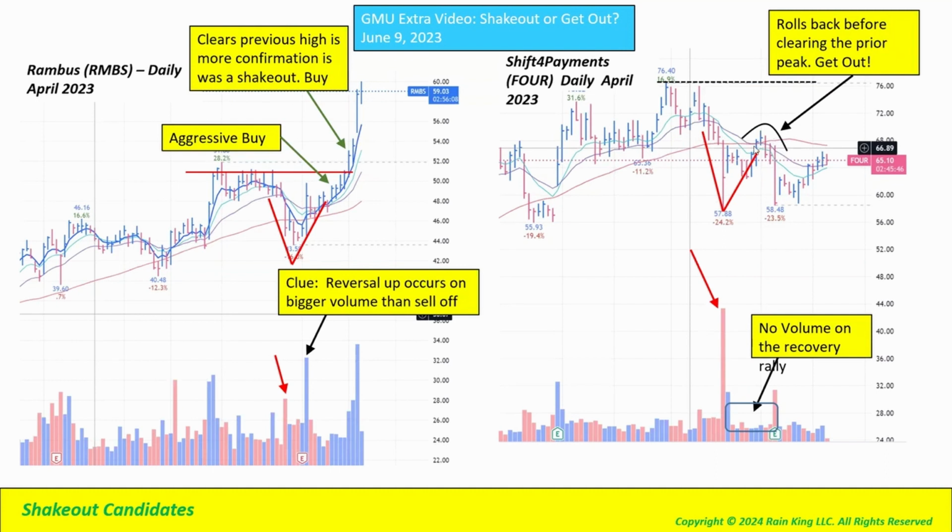The V is not completed. We don't get back up to the pivot level up here. As soon as it starts to roll back, we want to get out because this is really distribution, not accumulation, as we saw in the Rambus example. And you can also look, there was really no buying volume on the recovery. So that's a good template to look at something rolling back, and you probably should get out of the stock.